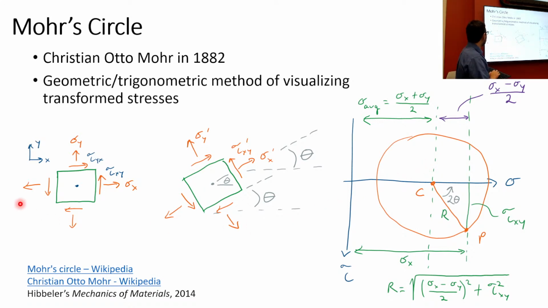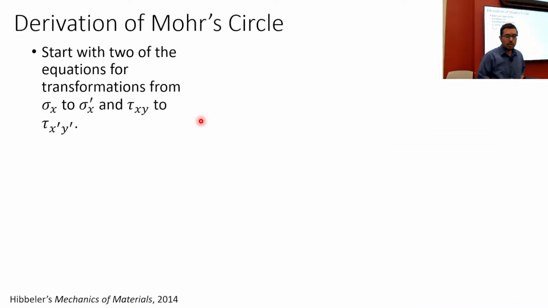What we're doing is going from this type of state of stress for a general element, rotating the element, and then Mohr circle helps us figure out what the new state of stress would be for that rotated element. So, let's do some derivations.